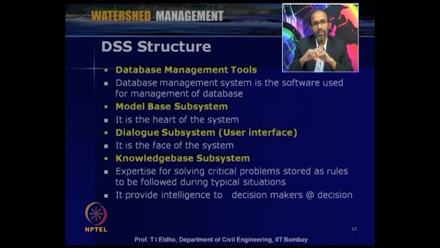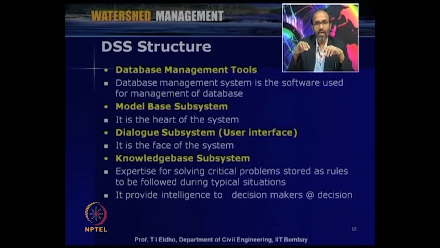So, that way we can say that it is the face of the system. And then the knowledge based subsystem gives the expertise for solving critical problems stored as rules to be followed during typical situations. So, if then or what will happen. So, like that the knowledge based subsystem. This system provides intelligence to decision makers, so that a particular decision can be made by the decision maker.